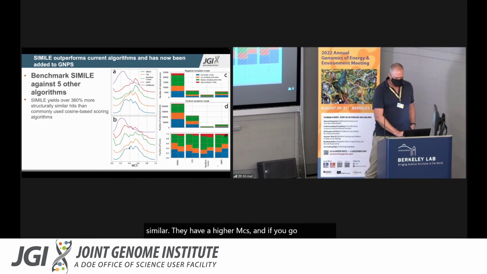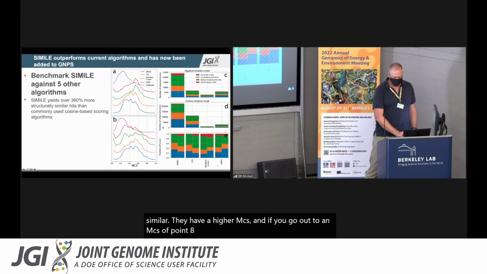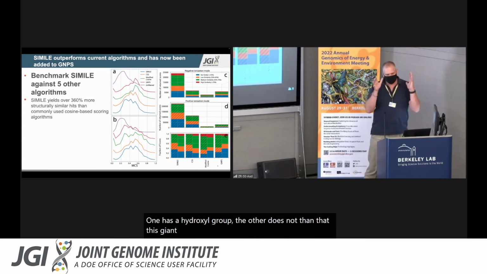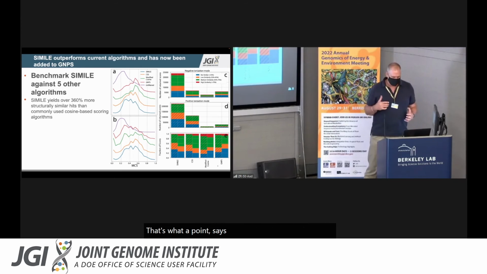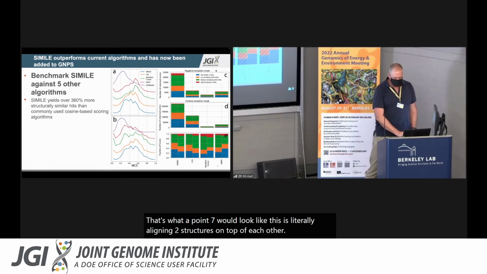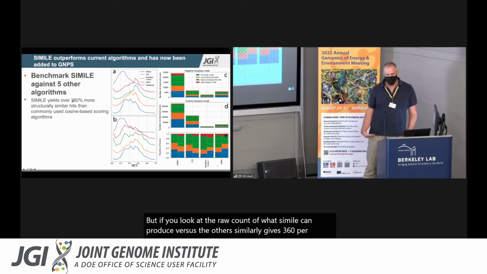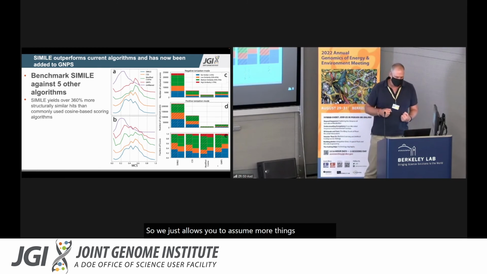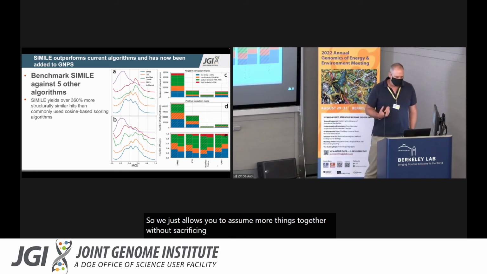And if you go out to an MCS of 0.8 or greater than 0.7, I have in red here, these are molecules that are almost identical. So one has a hydroxyl group, the other does not. Other than that, this giant molecule is the same. That's what a 0.7 would look like. This is literally aligning two structures on top of each other. But if you look at the raw count of what SIMILE can produce versus the others, SIMILE gives 360% more pairs of molecules. So it just allows you to associate more things together without sacrificing the quality of what's being associated.